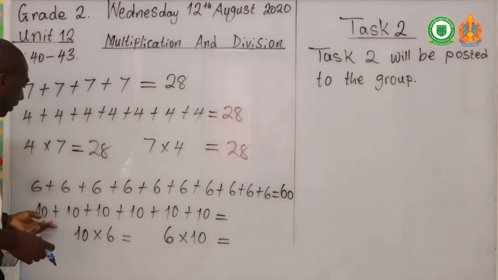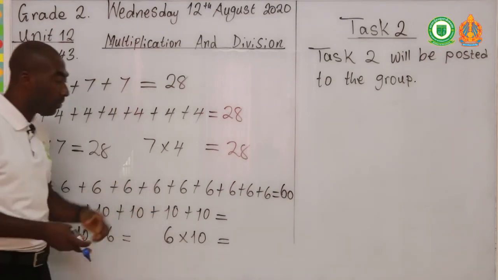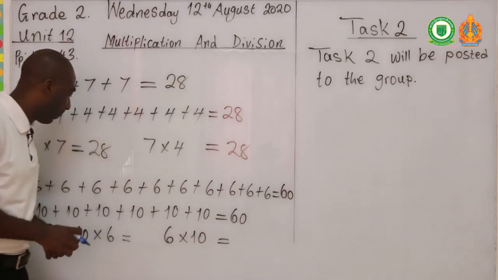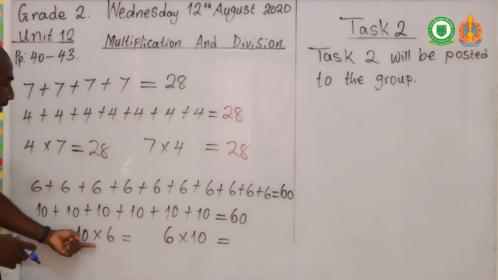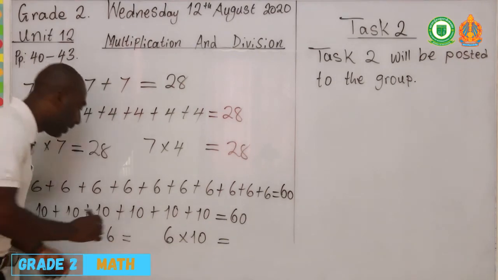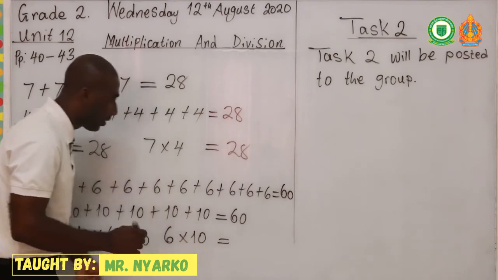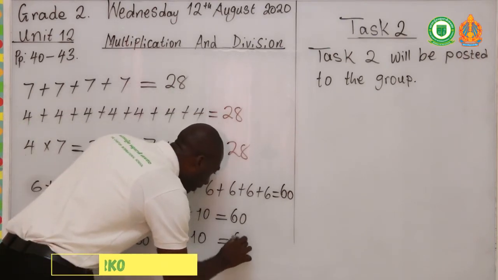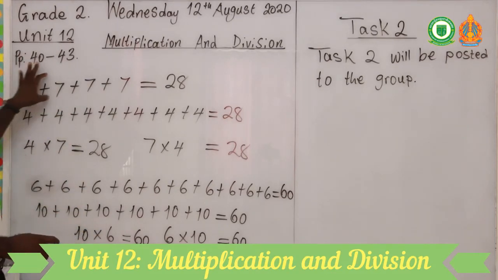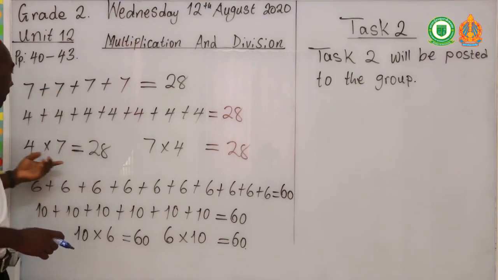And in the same way, 6 groups of 10 is also going to give us 60. Whereas in the multiplication way, we have 10 times 6. So that is also 60. And 6 times 10 will also give us 60. So if you look at the array of 7 and 4, this is the relationship.